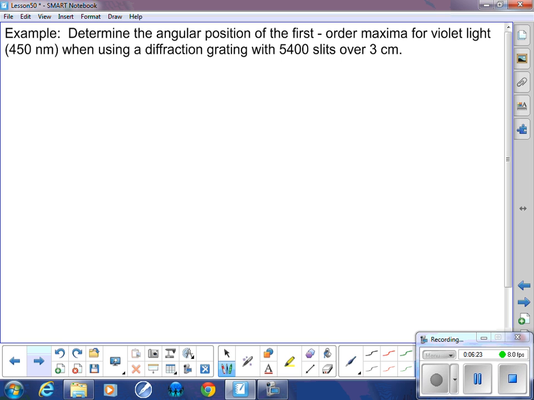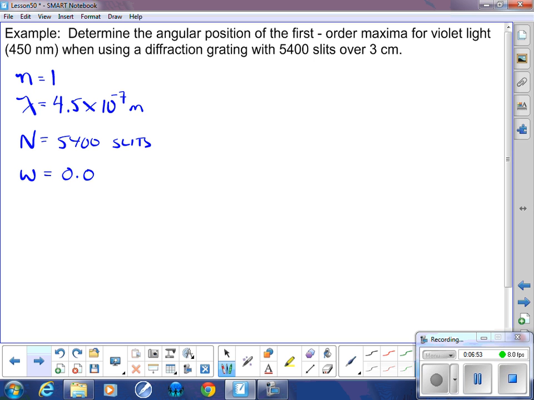First order maxima tells me n is going to be 1. The violet color doesn't really matter to me, I just need to know the wavelength, so we end up with 4.5 times 10 to the negative 7. When using a diffraction grating with 5,400 slits, so that's our number of slits, over 3 centimeters, that gives me the width, 3 centimeters into meters, 0.03. So that's the information I am given.